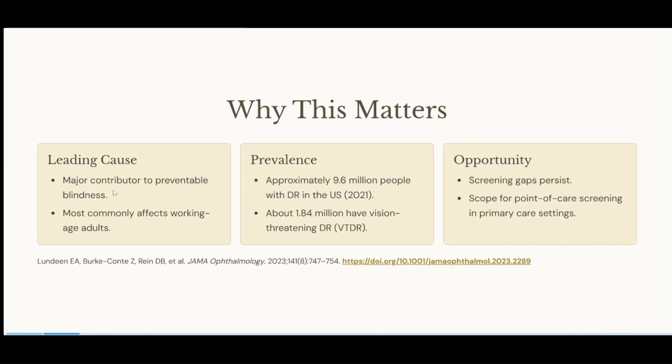Diabetic retinopathy, or DR, is the leading cause of preventable blindness, especially in working age adults. In the US in 2021, an estimated 9.6 million people had DR and about 1.84 million people had vision threatening DR. Despite guidelines, screening gaps still persist, and that's a primary care opportunity. Same visit screening where patients already receive diabetes care.